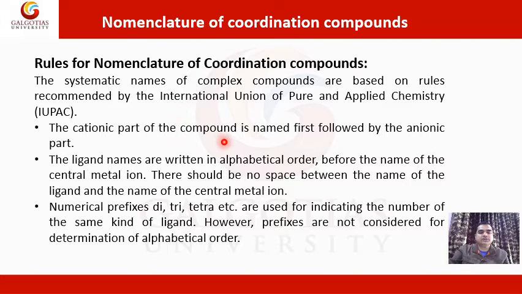So what are the rules? First, the cationic part of the compound is named first, followed by the anionic part. Second, the ligand names are written in alphabetical order before the name of the central metal ion. There should be no space between the names of the ligands and the name of the central metal ion. Numerical prefixes like di, tri, tetra indicate the number of ligands of the same kind present in the coordination compound. However, prefixes are not considered for determining the alphabetical order.